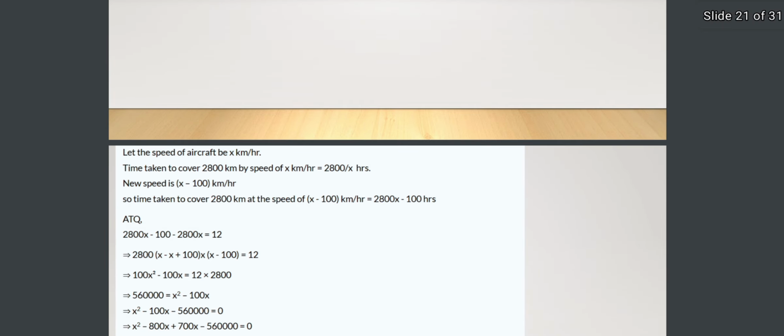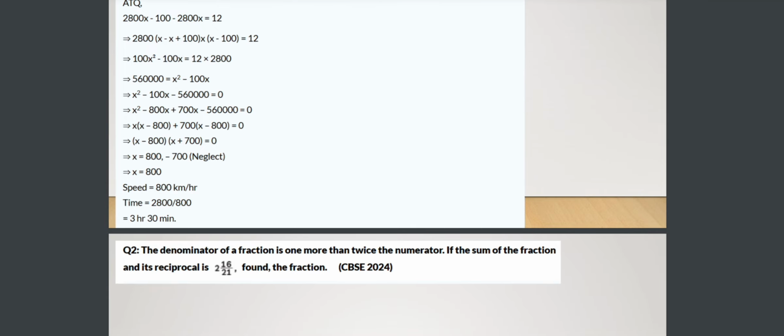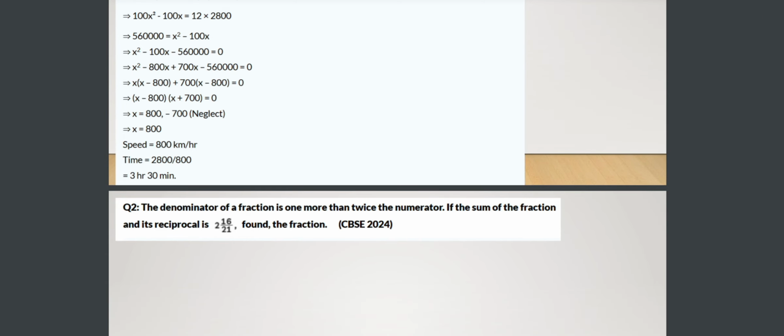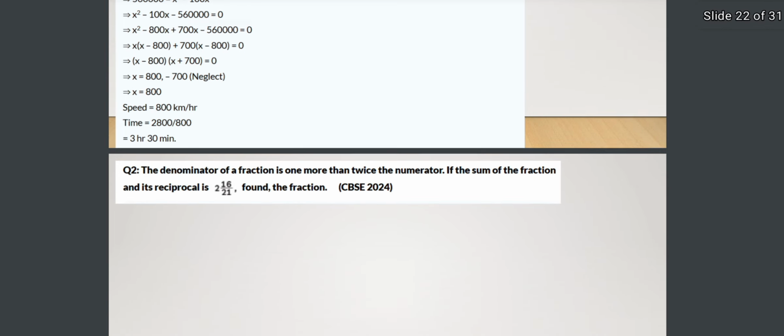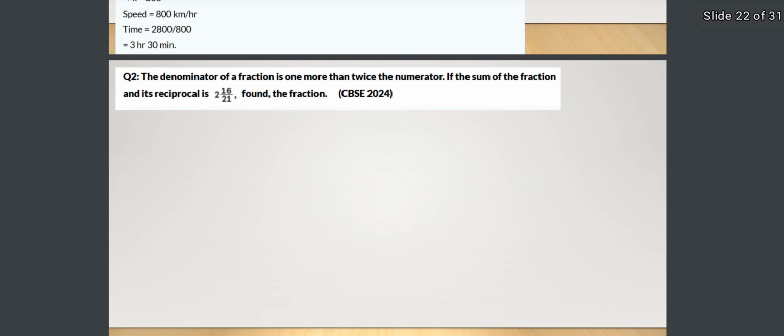Move to the solution. I have already solved this. You'll get x equals to 800, that is, speed equals to 800 km per hour. And when you put this value in the equation, you'll get time equals to 3 hours 30 minutes. Move to the next question. Pause this video and try this question by yourself.